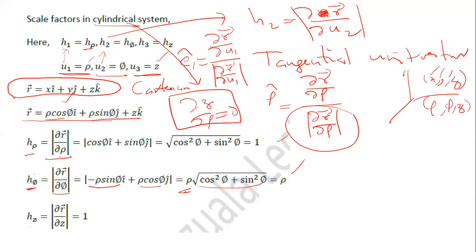Now the scale factor along z. Differentiate this r vector with respect to z. Differentiation of the first term with respect to z will be 0, because rho is independent of z. Phi is independent of z as an independent coordinate variable. So this term you differentiate, it is 0. And similarly, this term you differentiate with respect to z, it will be 0. Differentiation of z with respect to z is 1. So what remains here is k cap. Magnitude of the k cap unit vector is 1 itself.